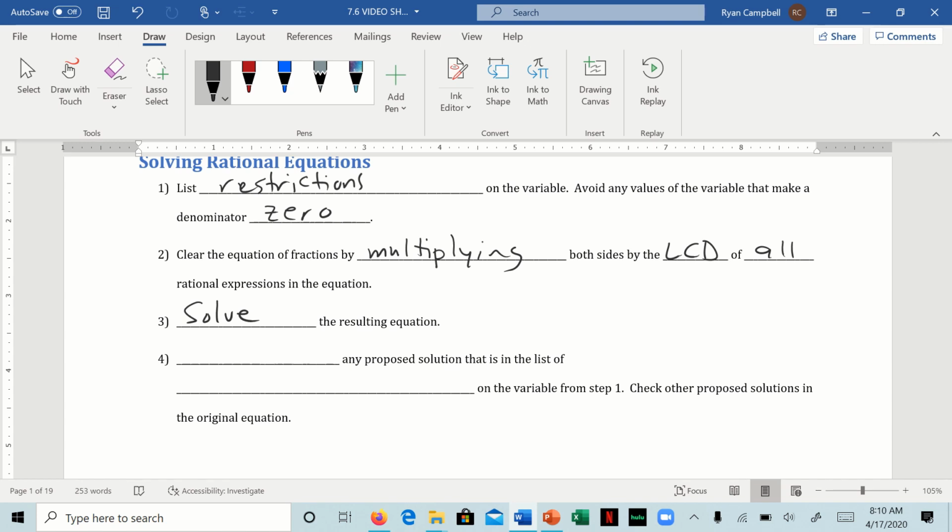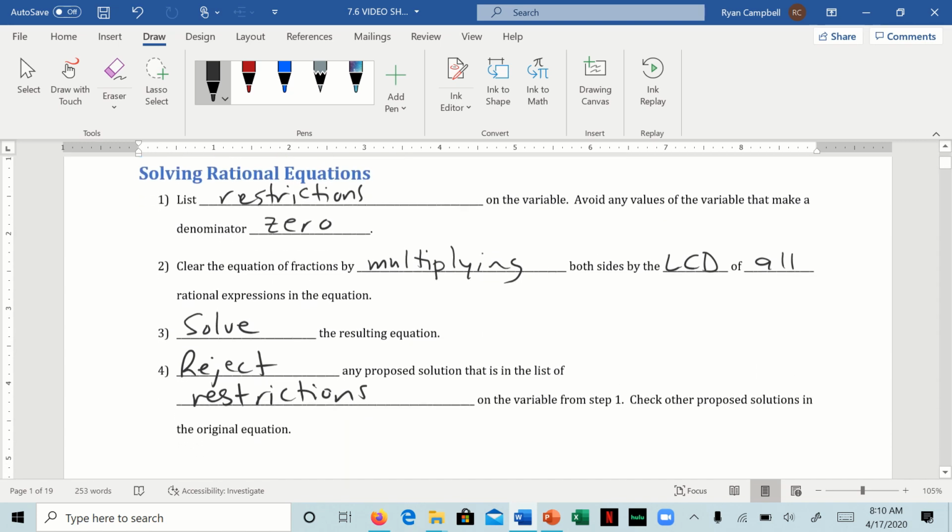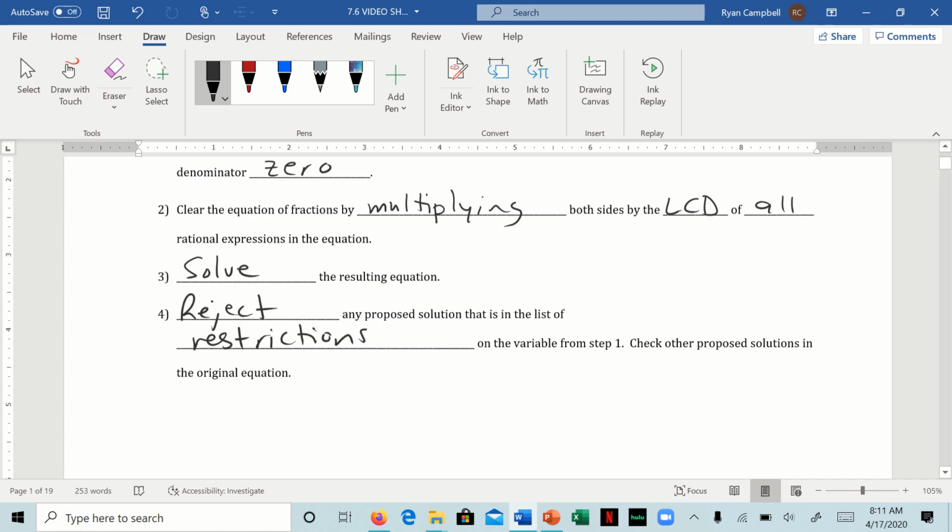Number 4, we have to reject any proposed solutions that are in the list of restrictions from step 1. So this is part of checking yourself. You do have to check yourself when we have rational equations. If there's a possibility that x can't be something, we have to check to make sure x isn't that thing. All right.